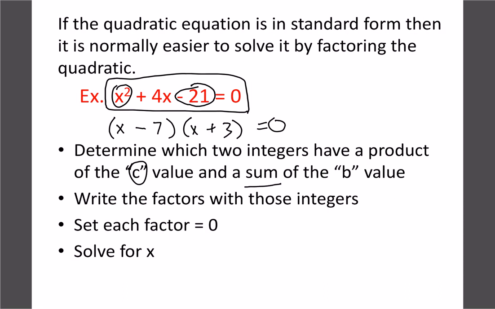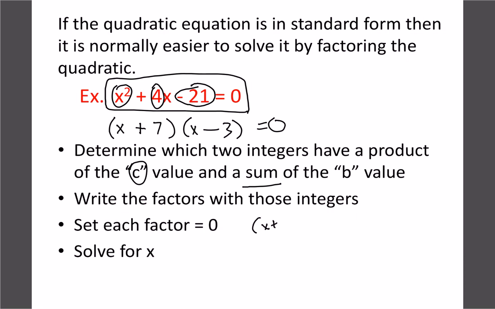But what we want to do then is check to see if the sum of them adds up to the middle term. So minus 7 plus 3 would give us negative 4. We want positive 4. So all that means is we've got our signs backwards. We should have had plus 7 and negative 3. So that ends up being our factors.